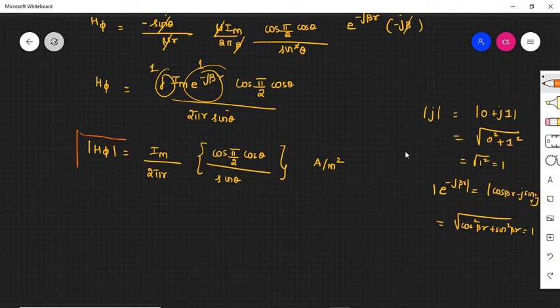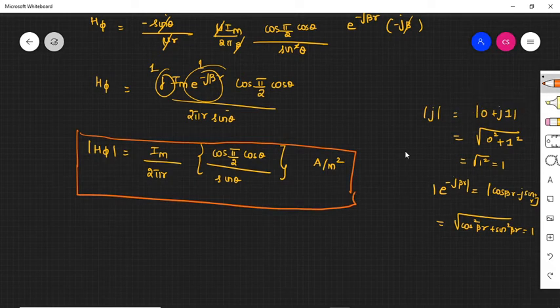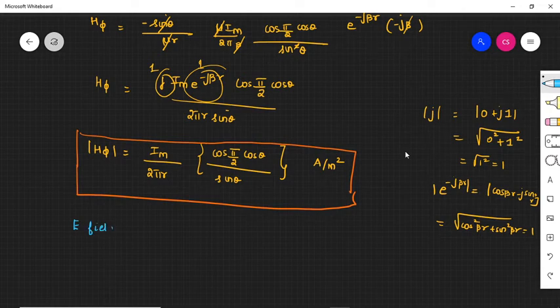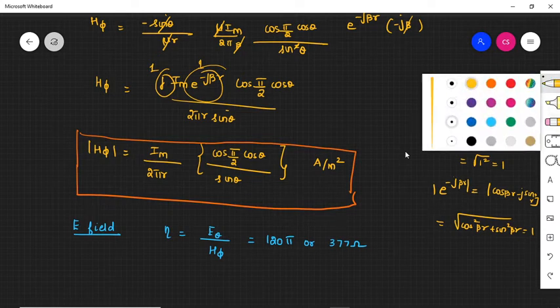So using the vector magnetic potential found in the previous step, we have calculated the magnetic field component of your half wave dipole. Next, I am going to find the electric field component. We can relate the magnetic field and the electric field component by using the relationship the intrinsic impedance is equal to E theta by h phi, and for free space the intrinsic impedance has a value of 120 pi or 377 ohms. Using the already found value of h phi we will try to calculate the E theta value.